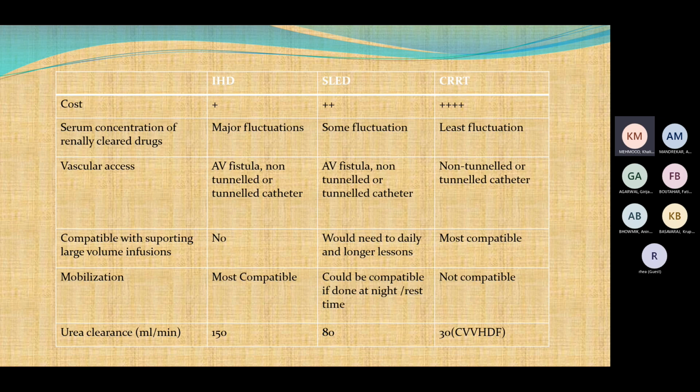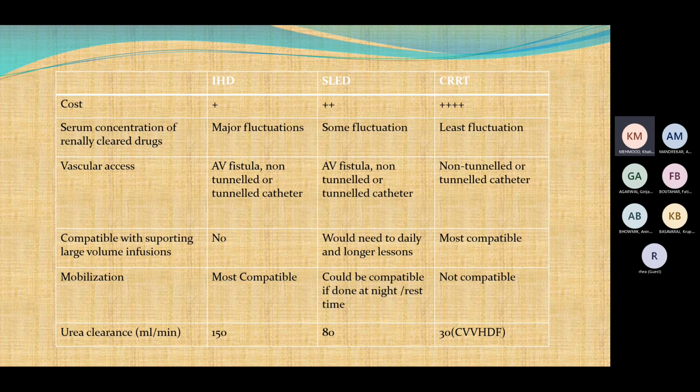Before that, just a comparison. For the concentration of renally cleared drugs, there is a major fluctuation with ISD, but with CBVHDF there's the least fluctuation. The cost is definitely high for CBVHDF. For intermittent dialysis, you can do it through an AV fistula, or through a tunneled or non-tunneled catheter. But for CBVHDF, we need either a Vascath or a Tessio line. It's more compatible with intermittent dialysis, but CBVHDF is not compatible.